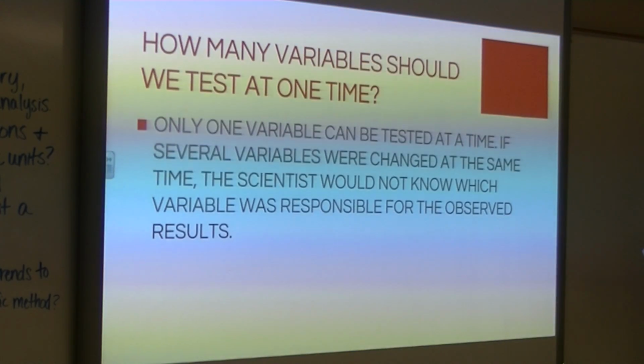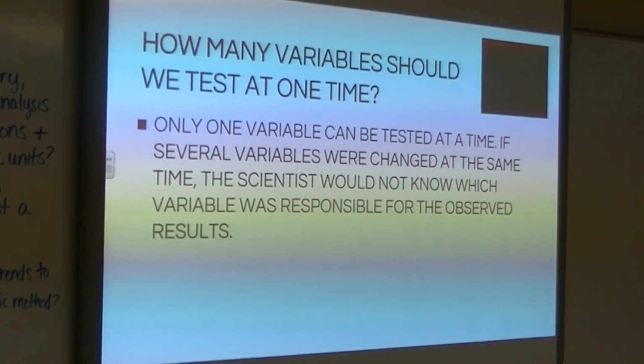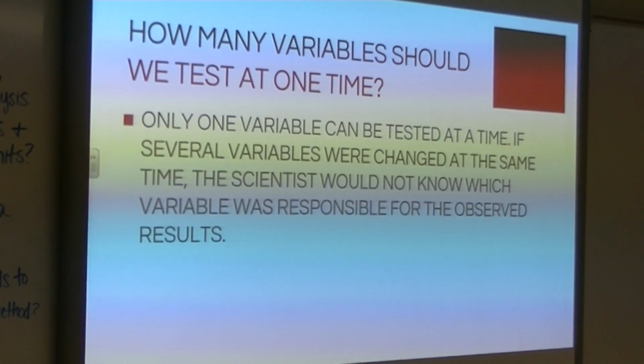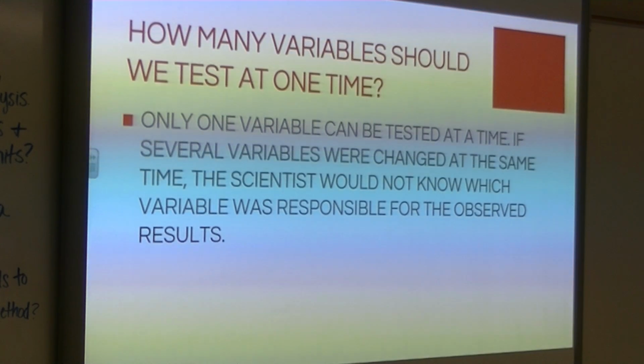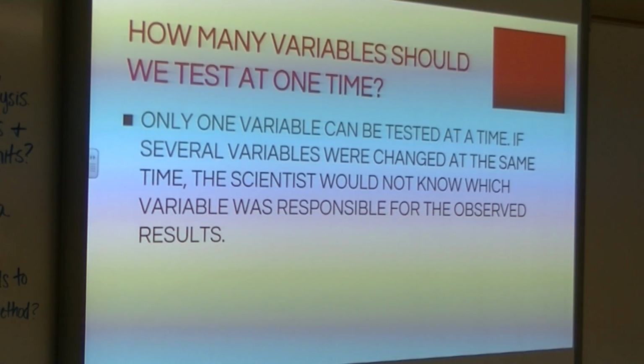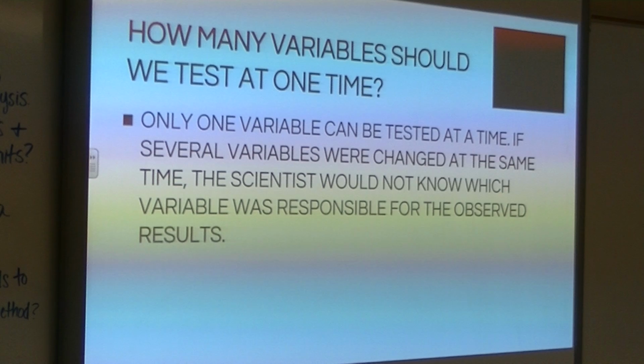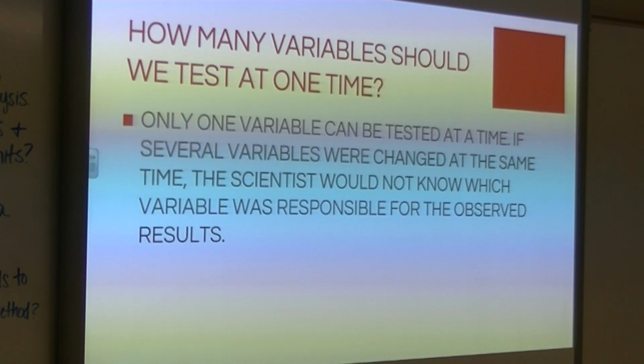Okay? All right, so you don't have to copy the whole thing down, so listen first and then I'll tell you what to write. How many variables should we test at a time? How many variables do you think we should test at a time? One. So write down, only test one variable at a time.